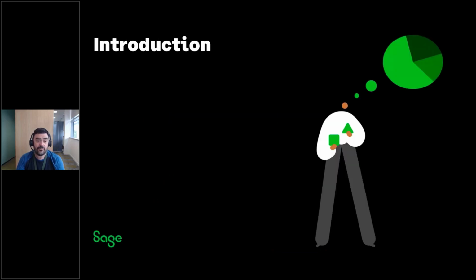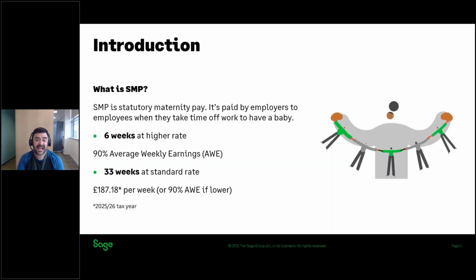So let's get started with our introduction to SMP. So first of all, what does SMP stand for? Well, it's short for Statutory Maternity Pay. And this is the minimum amount that you need to pay to qualifying employees when they're taking time off work and they've had a baby.